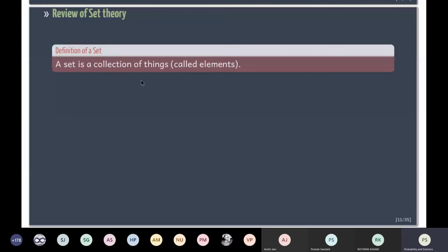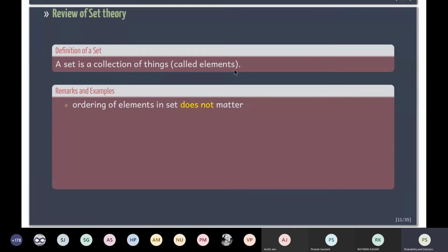A more concrete way to say things is elements. A set is a collection of elements, and could be whatever you can imagine, depending on what you are trying to study. The ordering of the elements in a set does not matter. It does not matter whether I write apple and orange, or I write orange and apple. Really, it doesn't. We all know by now.